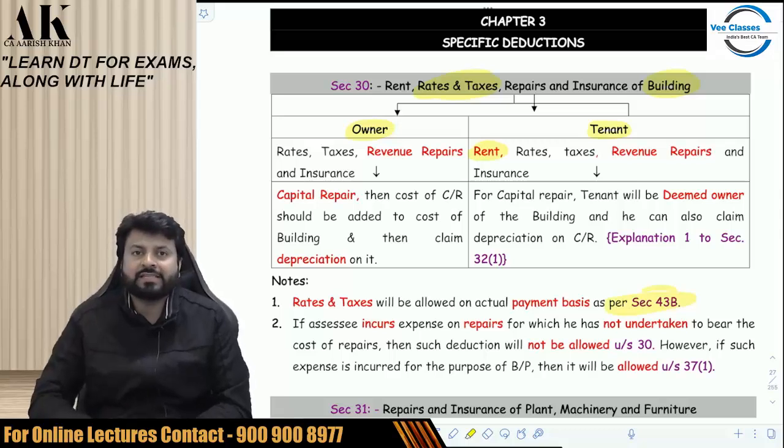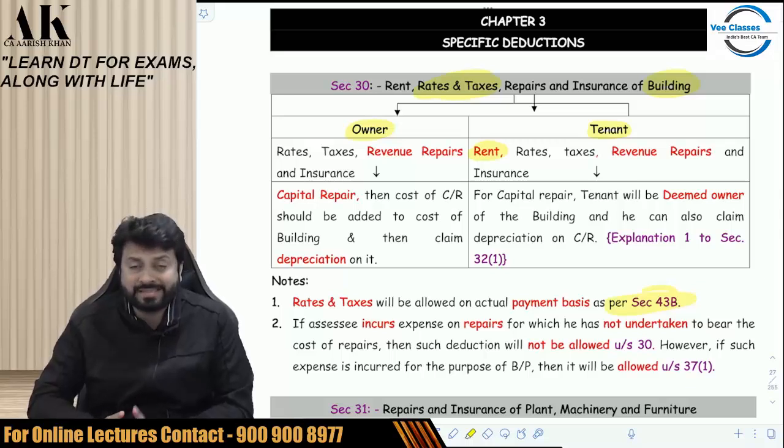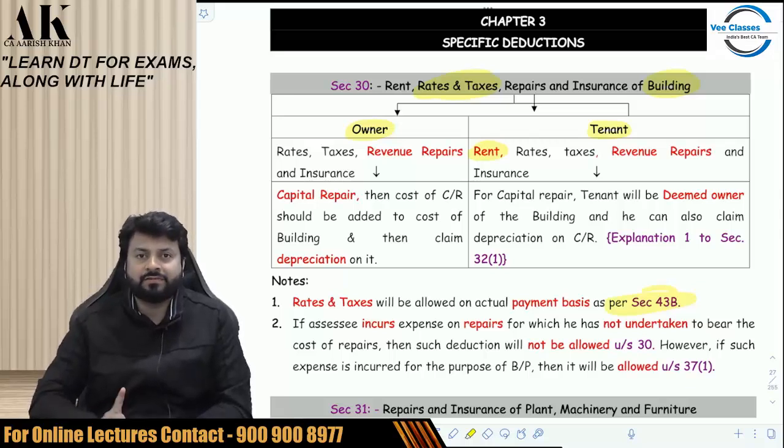So rates and taxes are allowed as a deduction on actual payment, not on accrual basis. It is not allowed as a deduction on accrual basis. It is allowed on payment basis, rates and taxes. This is the first thing that I would like to tell you.